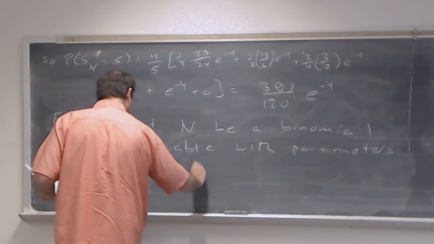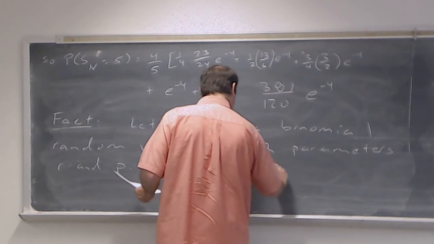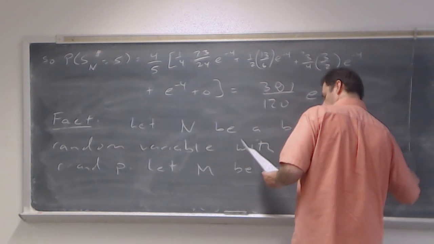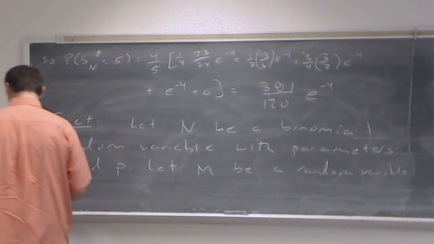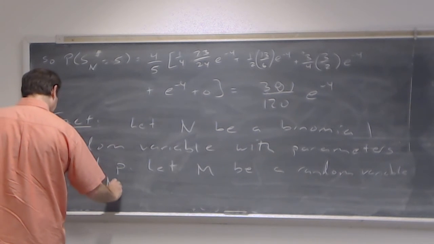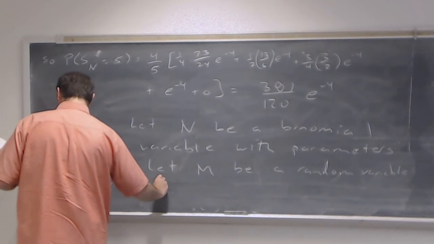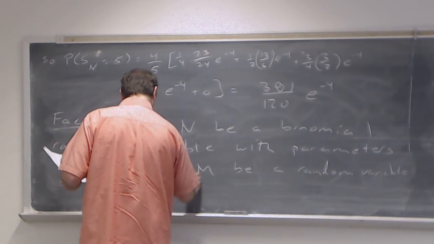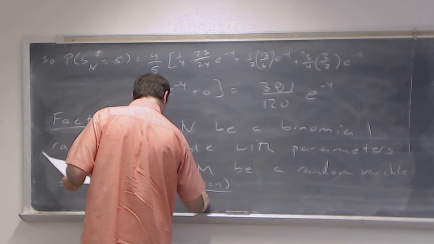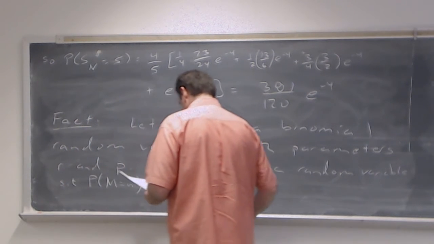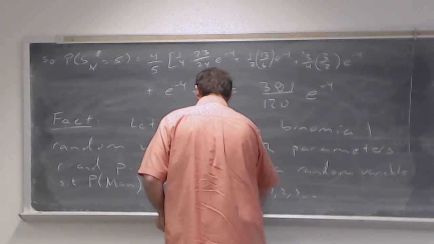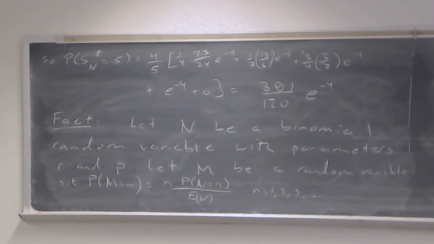Let M be a random variable such that the probability that M is equal to n is equal to n times the probability that N is equal to n all over the expected value of N, with n running from 1, 2, 3, and so forth. Then we're going to talk about M minus 1.